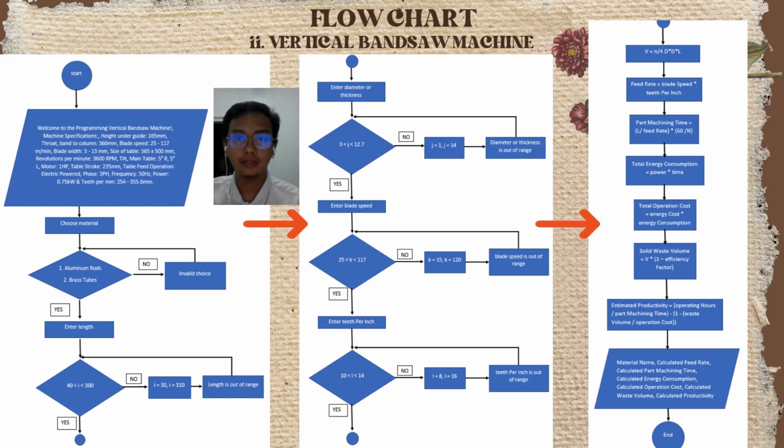Okay, this is my flowchart. My input for this chart is the welcome to programming vertical bandsaw machine and the machine specification like height under guide, distance from blade to column, blade speed and power. And the output for this flowchart is material name, calculate feed rate, calculate part machine time, calculate energy consumption, calculate operation cost, calculate waste volume and calculate productivity.